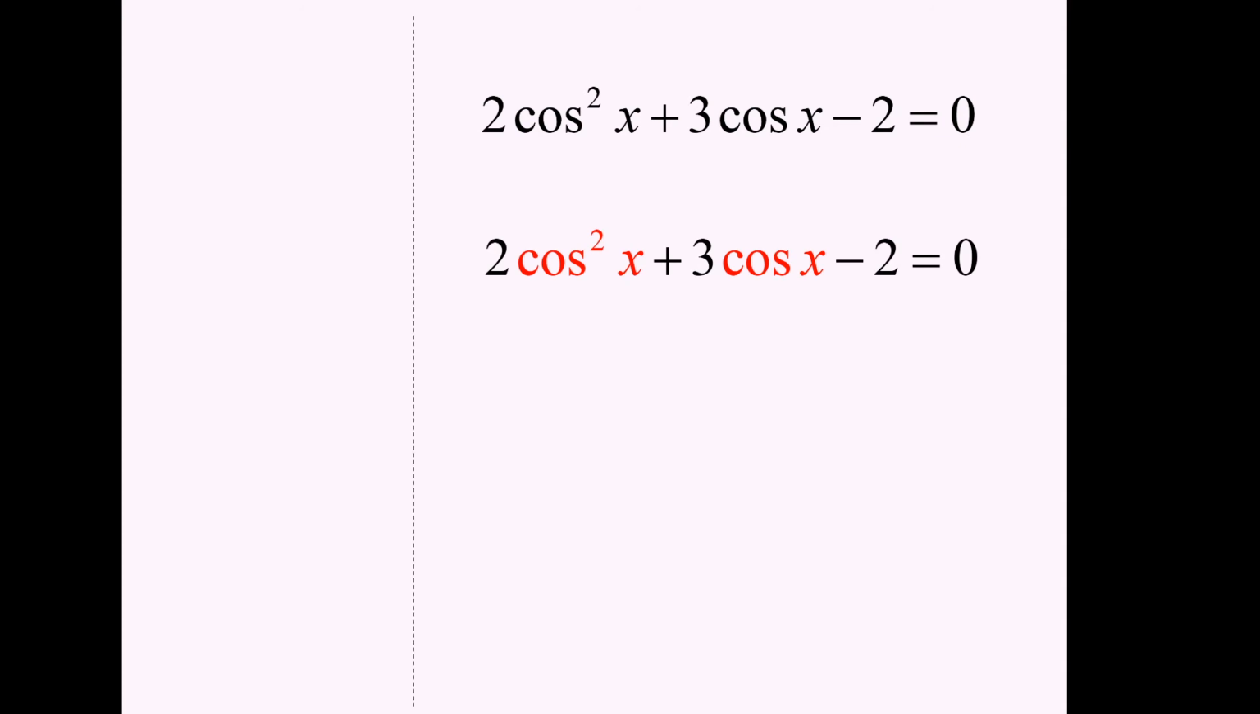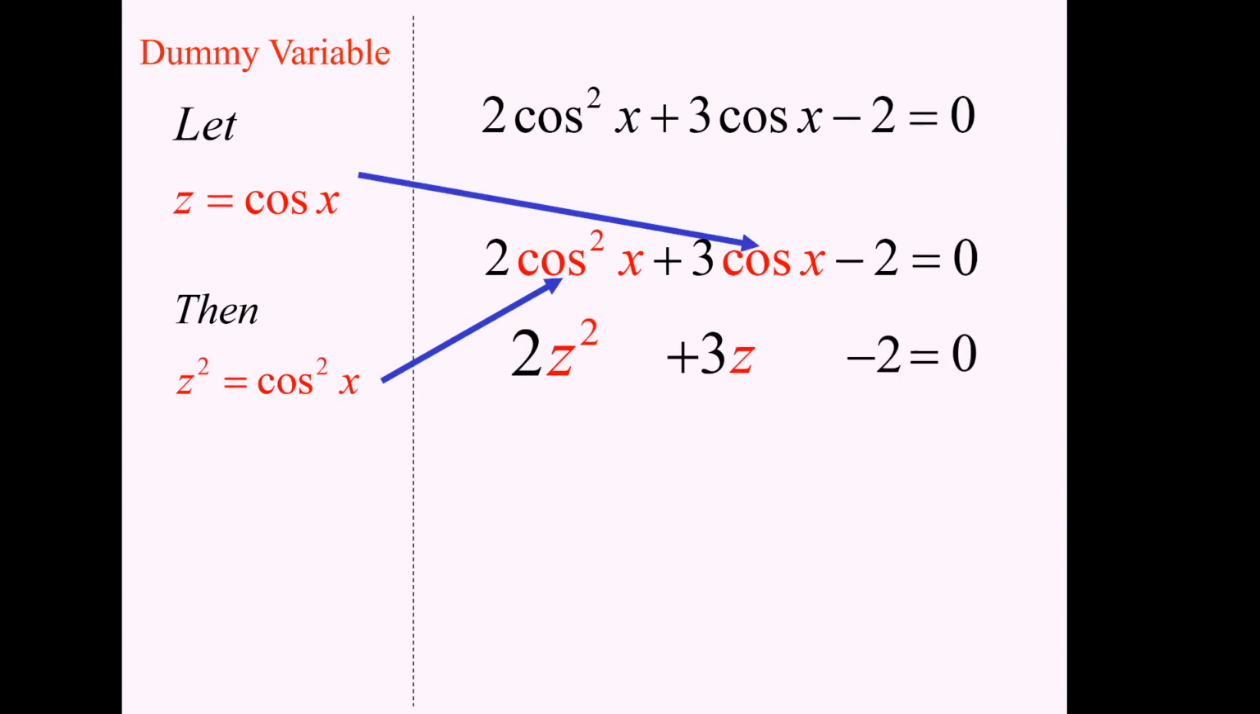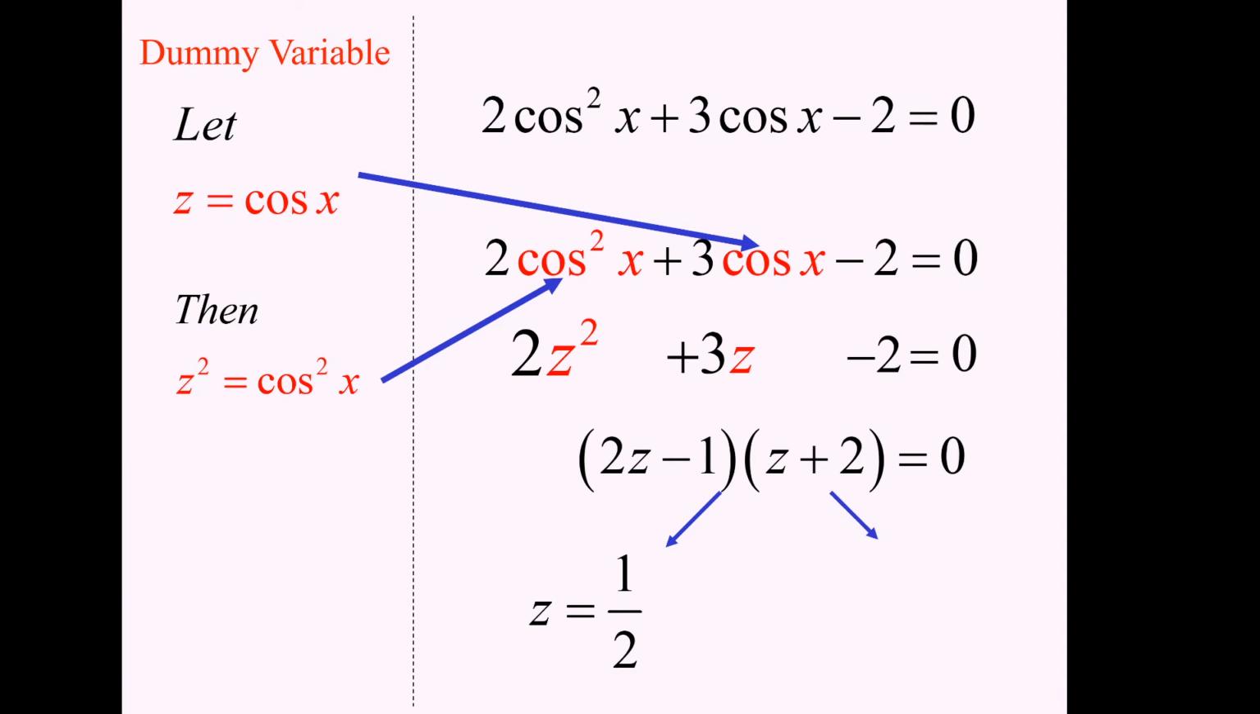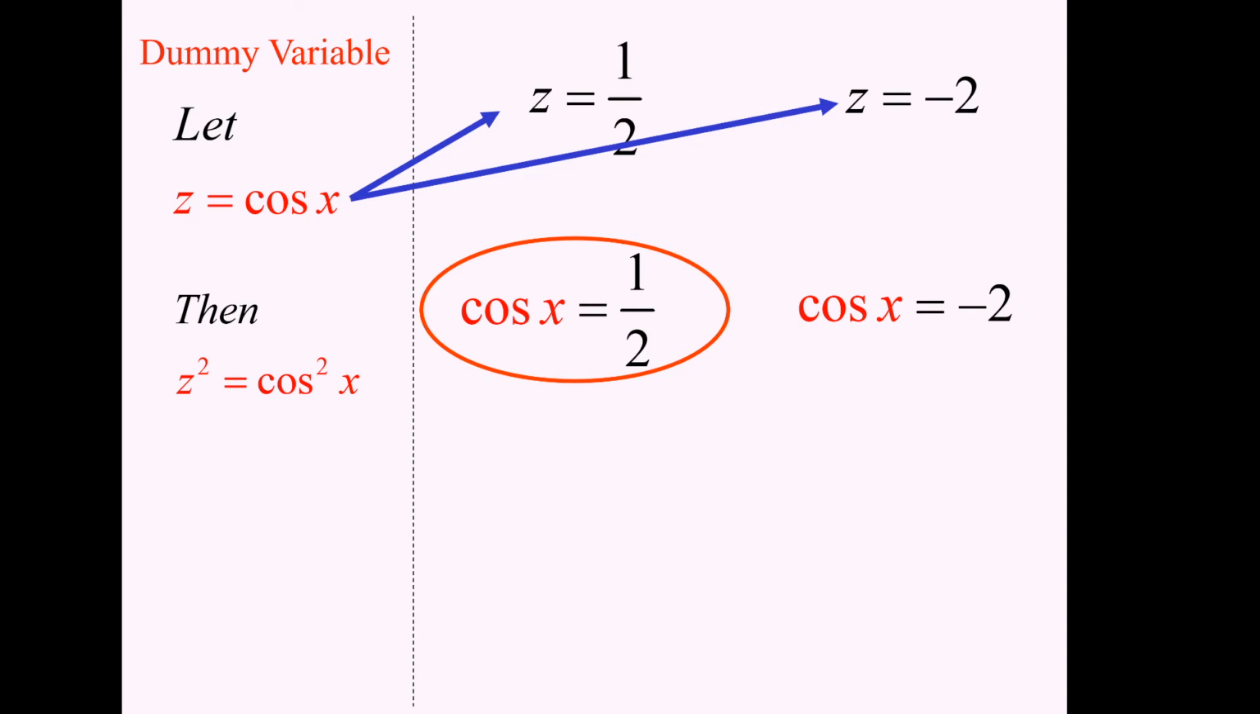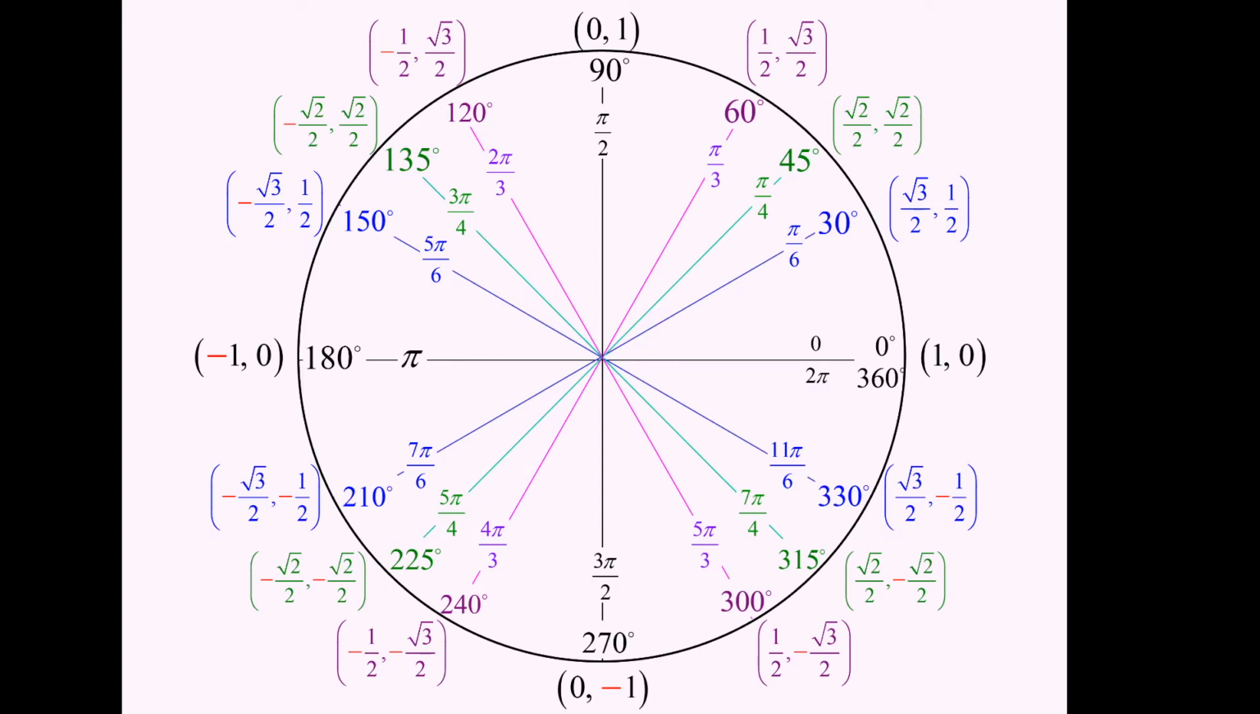And now here's another one you guys can try. Once again, replace that cosine of x by using z. Solve for z first, factoring it. So we got z equals 1/2, z equals negative 2. And then unsubstitute. So we want to find out the inverse of cosine of the ratios, 1/2, and the inverse of cosine of the ratio, negative 2.